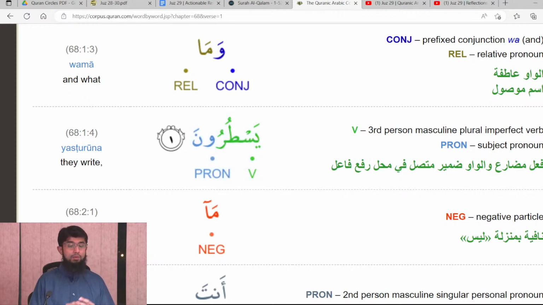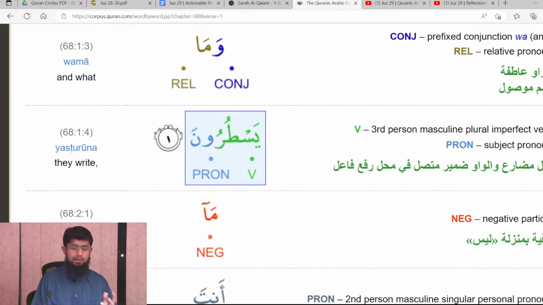they're right. Okay, so as you look at it, first you need to extract. So what's the core here? What are the root letters? Sin, ta, ra. Sin, ta, ra. Right? So we're going to talk about letters. Sin, ta, ra, which means to write.